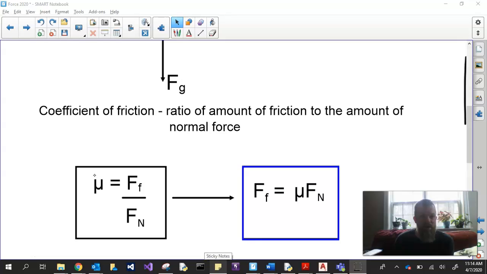So to put it in a formula, mu, which is the symbol for coefficient of friction, which looks the same as micro, which we did at the very beginning, months ago. So coefficient of friction is equal to the force of friction divided by the normal force. We don't really work in this format because we're usually wanting to know the force of friction. So we're going to use this formula: force of friction equals mu times the normal force. Same thing, just rearranged. But this is our key formula.